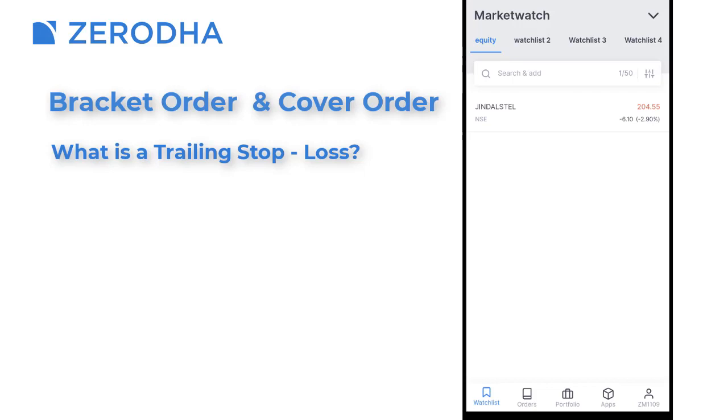When you have a trailing stop loss, as the price moves, for example, if the price jumps from 100 to 110, your trailing stop loss will automatically jump along with the price. It will just follow the price. You can set the distance between entry and your trailing stop loss. So that is something called trailing stop loss.